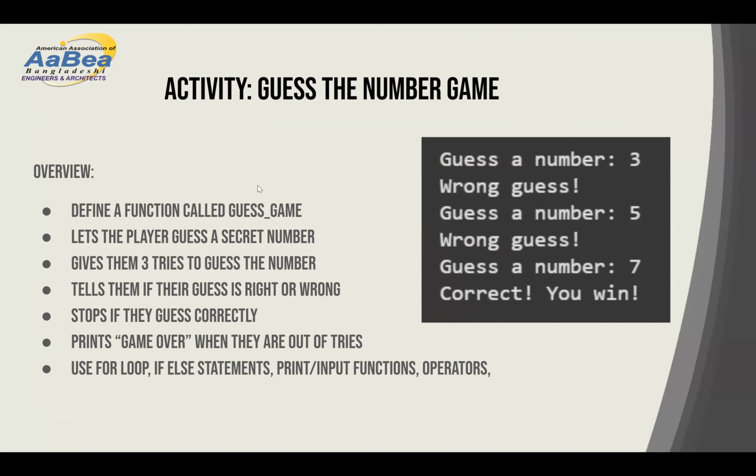We're going to define a function called guess game. We're going to let a player guess a secret number, give them 3 tries to guess that number, tell them if they were right or wrong, and stop if they guess it correctly, and then print game over when they're out of tries. We're going to use the collection of everything we've learned so far, like for loops, the if statements, print, and the input function from before, the range function, and the comparison operators as well. All right, so let's just get into it.